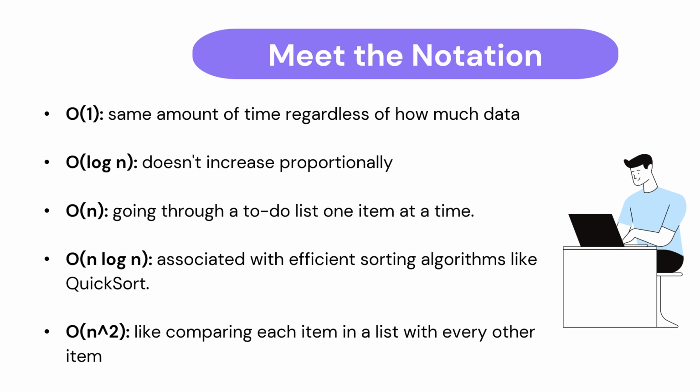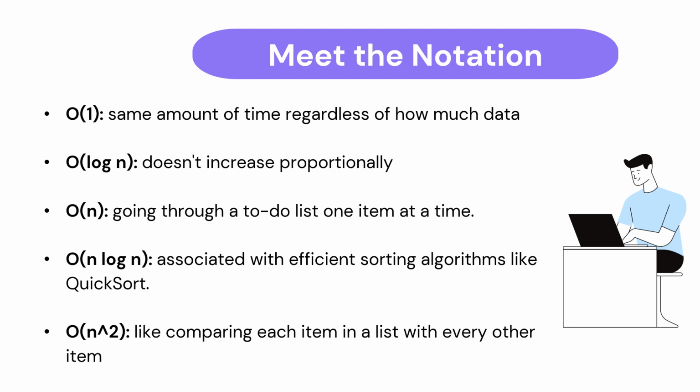Big O of n. Linear time is like going through a to-do list one item at a time. If you have 100 tasks, it will take about 100 times longer than having just one task. Big O of n log n. This is often associated with efficient sorting algorithms like quicksort. It's faster than quadratic time, but not as magical as big O of log n.